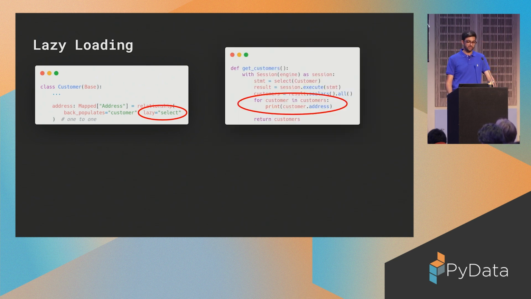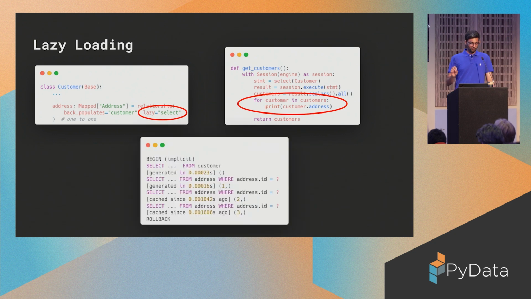So you can say lazy equal to select in your relationship, or you can just pass in nothing because it's the default. And to test this out, let's get the customers, and for each customer, let's print the address information. Let's see what SQLAlchemy does in the background. Now, the first query is a select query for the customer. Then we have a query to select the address information for the first customer. Then we have another SQL select query to load the address information of the second customer. And then we have one more to load the address information for the third customer. So as you can see, just to load some information, there were 4 select queries generated.